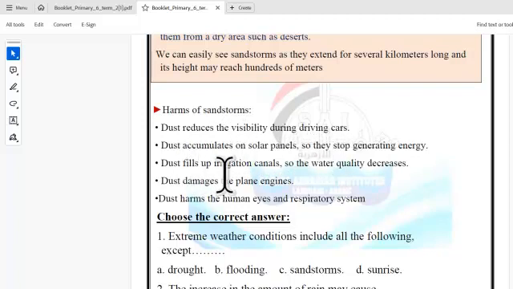Dust accumulates on solar panels so they stop generating energy. Dust fills up irrigation canals so the water quality decreases. Dust damages plane engines. Dust harms the human eyes and respiratory system.